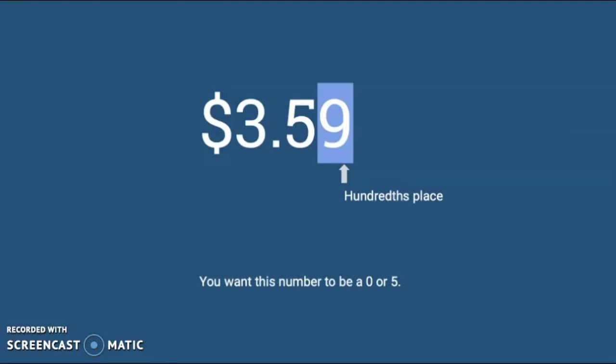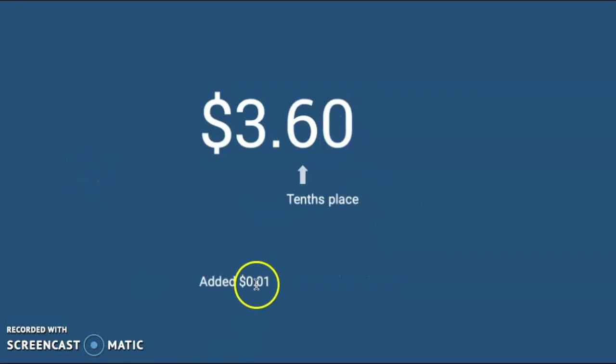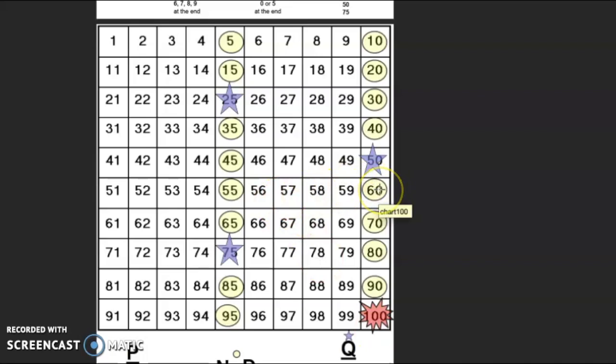So I know that I need to add 1 to get it to be a 0, which turns this into 60. So if we add 1 cent, this goes to $3.60. Now we are figuring out how far away 60 cents is from 100 cents or $1. So let's go back to our numbers chart. We're at 60. How much money do we need to add to get to 100? So 70 is 10, 80 is 20, 90 is 30, and 100 is 40.